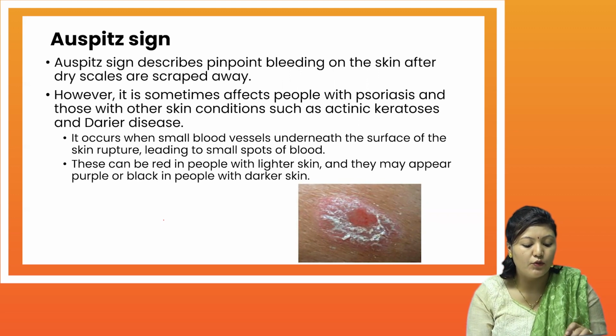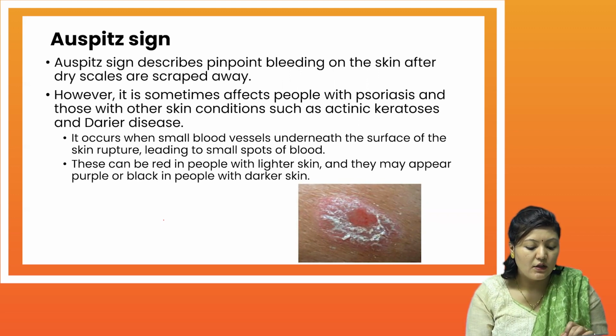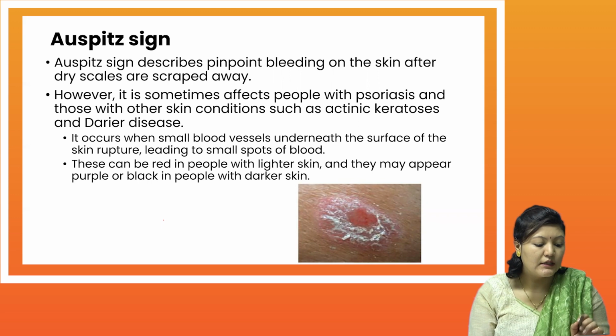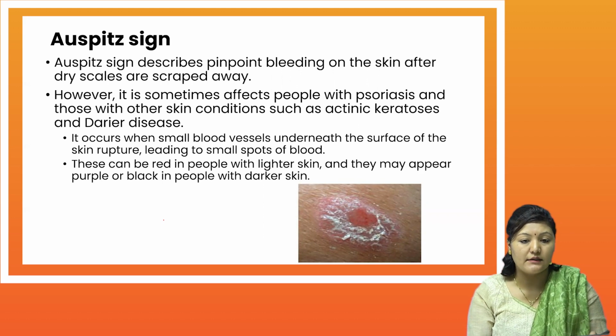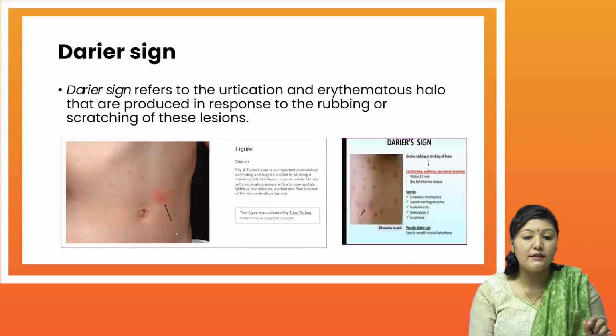So we can see in the photo there is a very scaly lesion with the blood vessels prominent. This can be red in people with lighter skin, and they may appear purple or black in people with darker skin. Now coming to Darier's sign.